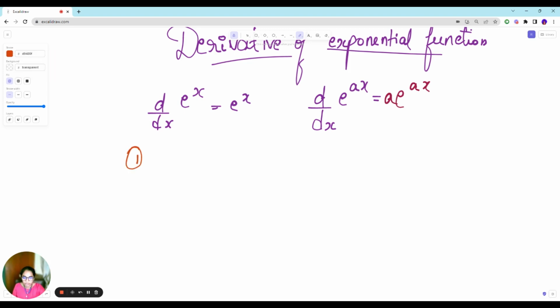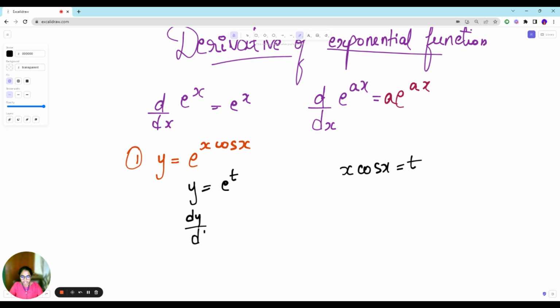The first question is find the derivative of y is equal to e power x cos x. Let me apply chain rule here. Which term would you take as t? I would take x cos x as t. What would happen to our given question? That would become y is equal to e to the power t. Correct? So what is dy by dt? dy by dt is equal to e power t itself, because differentiation of e power t is e power t itself. Correct?